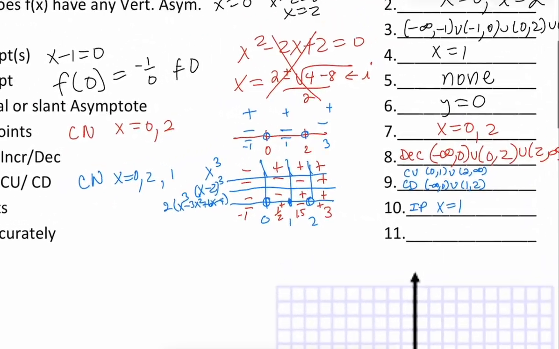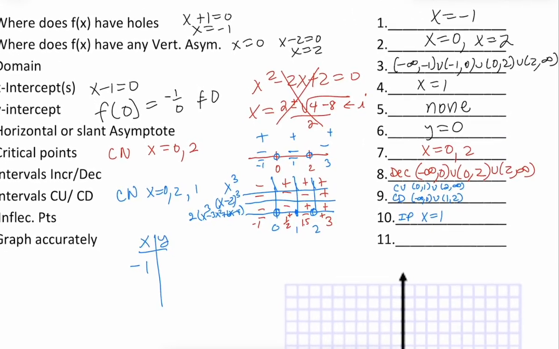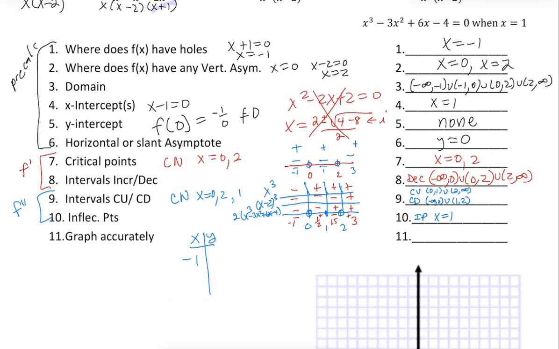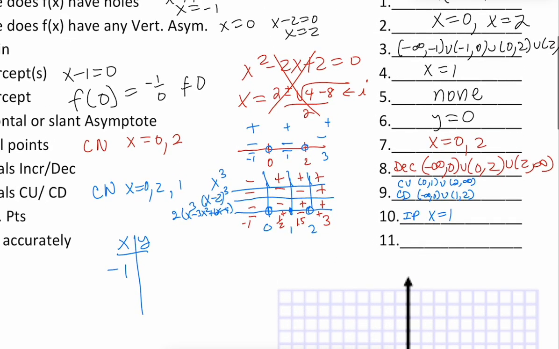And then 11 says to graph it accurately. Now, to graph it accurately, let's note the points we've got. There's a hole at -1 we have to account for. We already found an x-intercept at, do we have an x-intercept? No, we don't. Oh, we have an x-intercept at 1. No, is it the other way around? I'm sorry. 1, 0.